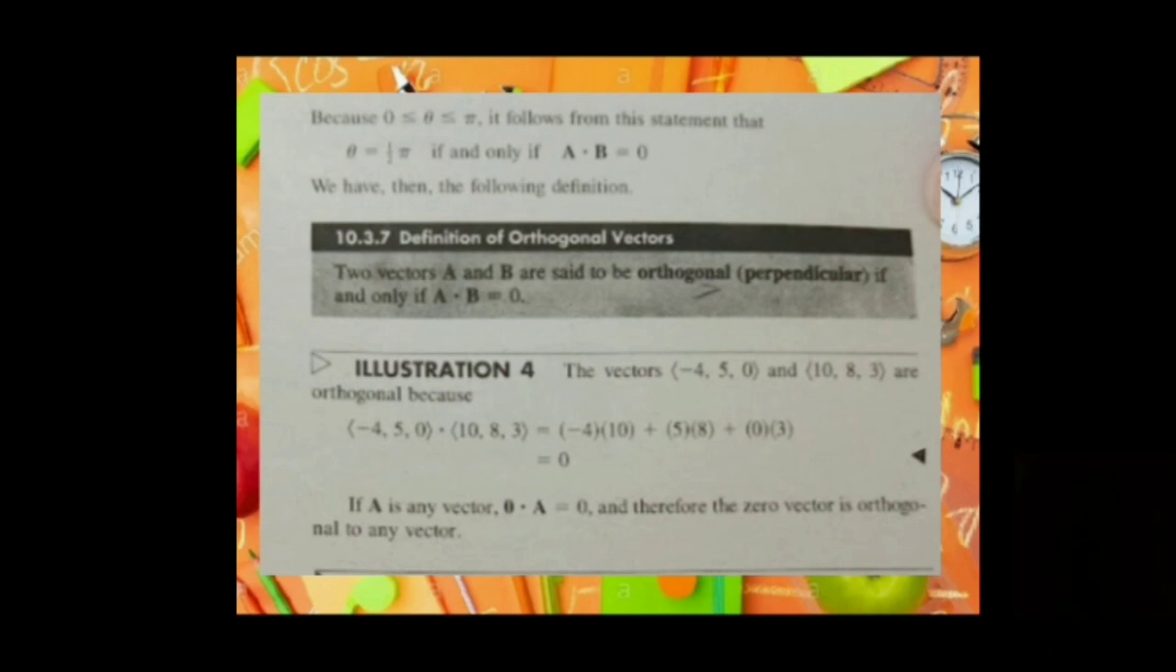And now we have illustration 4. The vectors (negative 4, 5, 0) and (10, 8, 3) are orthogonal because (negative 4, 5, 0) times (10, 8, 3) is equal to negative 4 times 10 plus 5 times 8 plus 0 times 3, which is equal to 0. Therefore, they are orthogonal. If A is any vector, 0 times A is equal to 0, and therefore the zero vector is orthogonal to any vector.